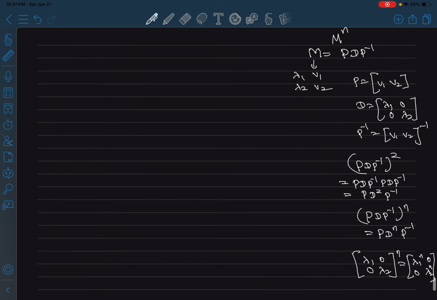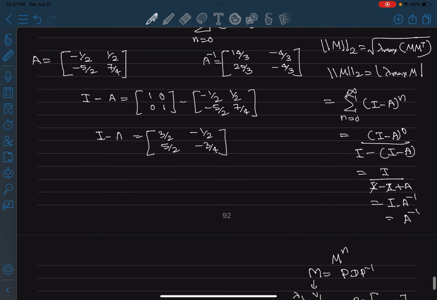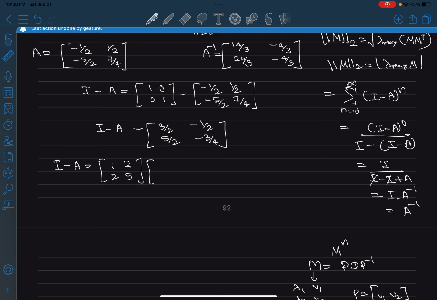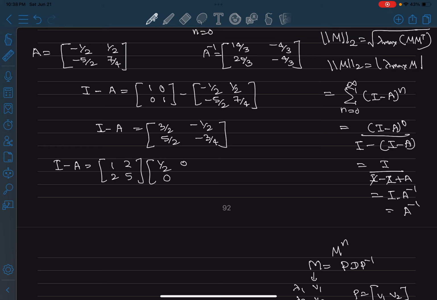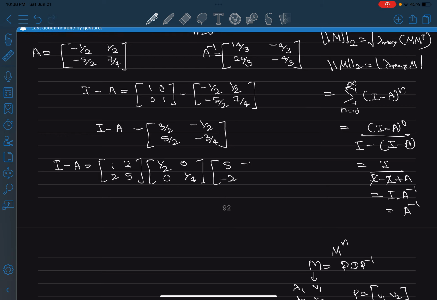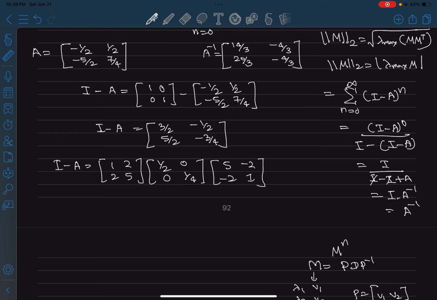That's what we're going to use here. I have already found the eigenvalues and eigenvectors and diagonalized this. To save time, the matrix I minus A is diagonalized as 1, 2, 2, 5, then the diagonal matrix with the eigenvalues half and 1 over 4, which I already told you were less than 1, and then the inverse of the first P matrix: 5, negative 2, negative 2, 1. So this is already in the form we need.